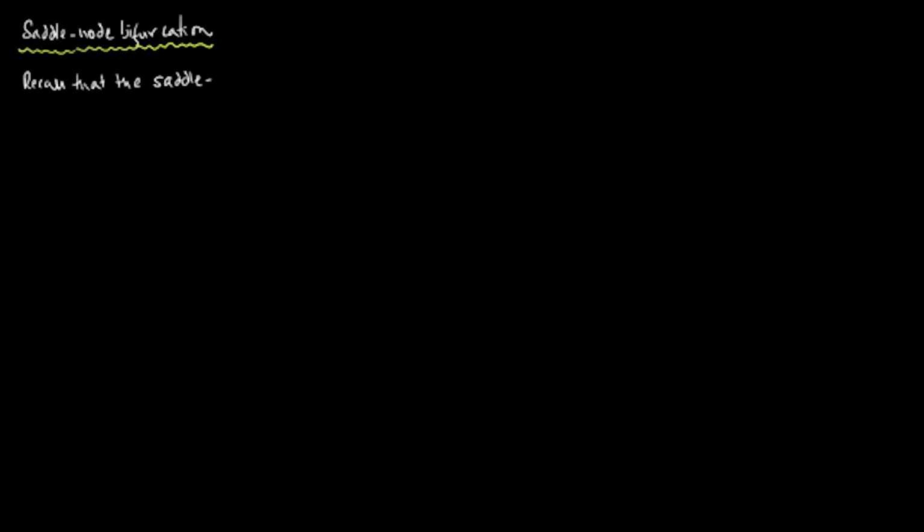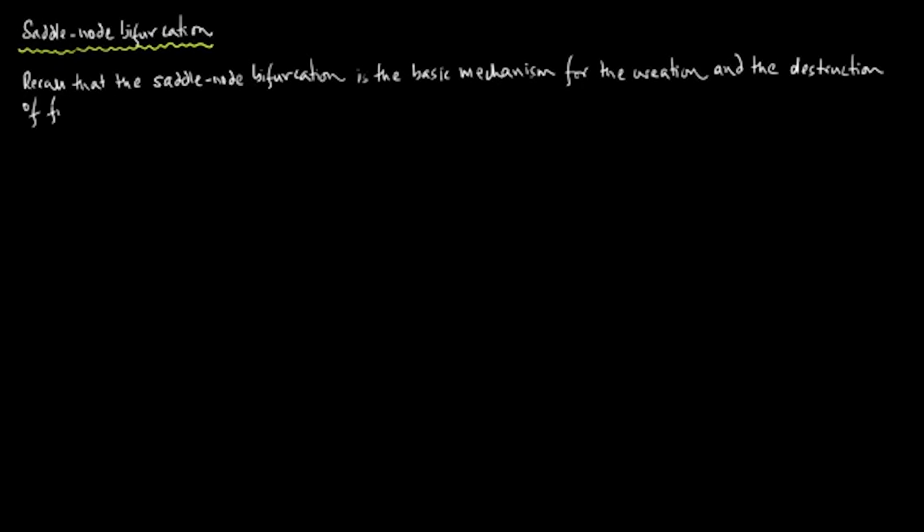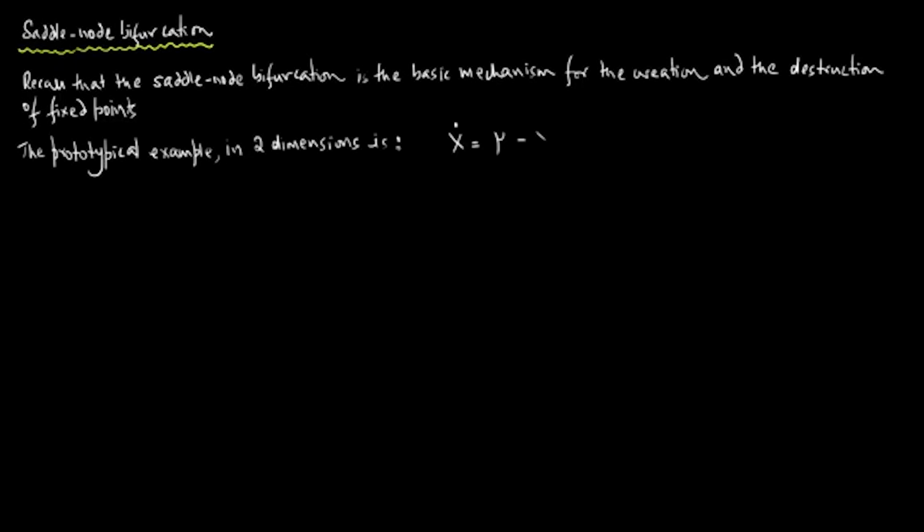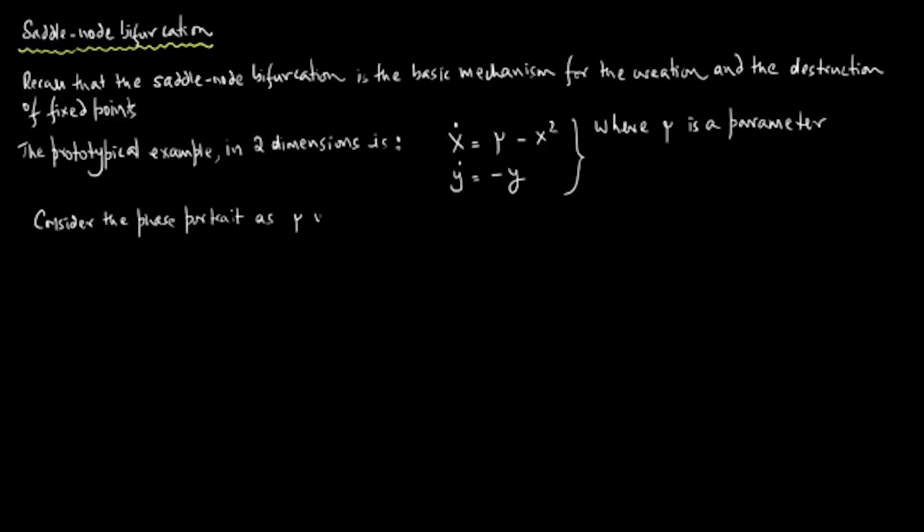Recall that the saddle node bifurcation is the basic mechanism for the creation and the destruction of fixed points. The prototypical example in two dimensions is x dot is equal to mu minus x squared, y dot is equal to minus y, where mu is a parameter. So now let's consider the phase portrait as mu varies, and we consider the cases mu greater than 0, equal to 0, and less than 0.